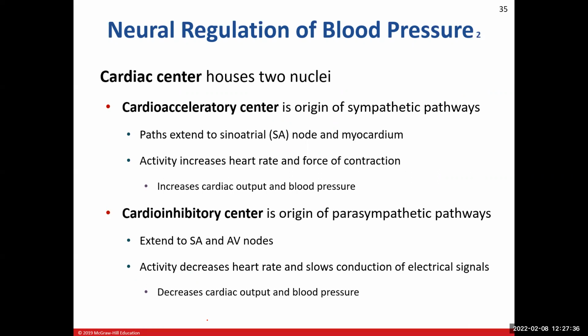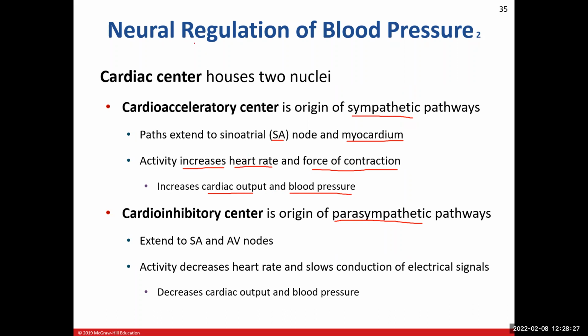So, quick review: cardiac center. We've got our two nuclei here, the cardioacceleratory center that deals with the sympathetic nervous system, and the cardioinhibitory, the parasympathetic. Cardioacceleratory is going to send signals through T1 through T5, those nerve segments, out to the SA node and the heart wall. Those nerve fibers will increase both heart rate and the force of contraction. By doing so, it will increase cardiac output, therefore increasing blood pressure.